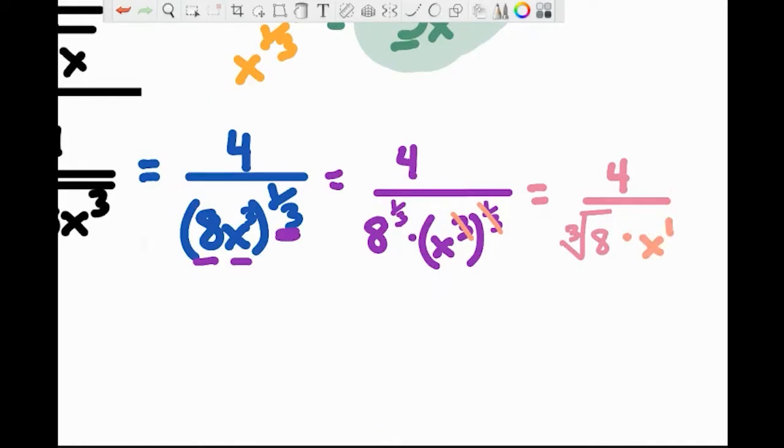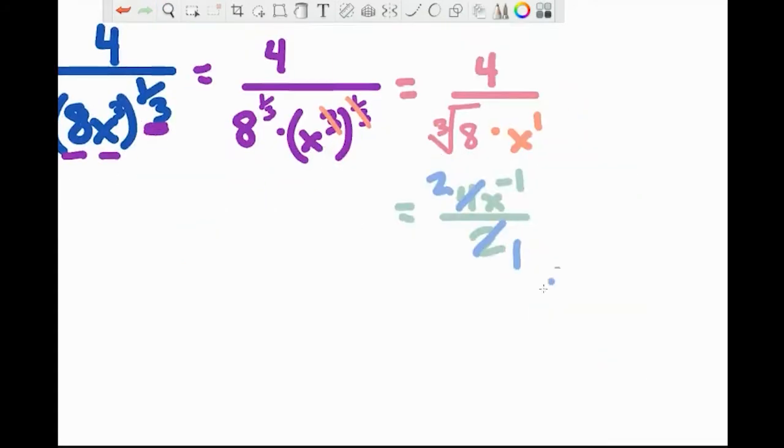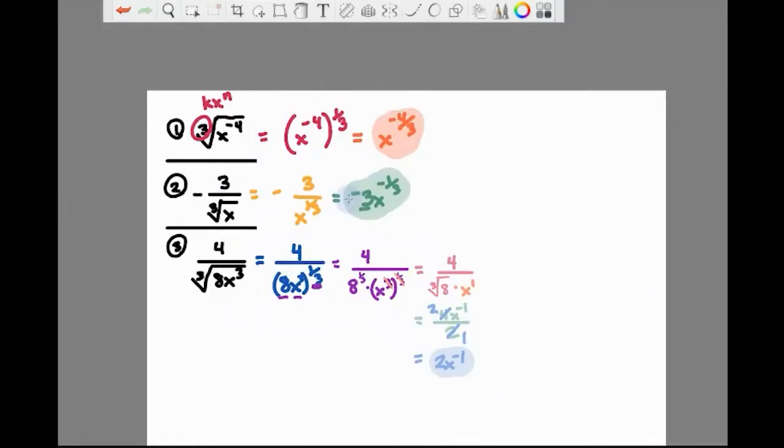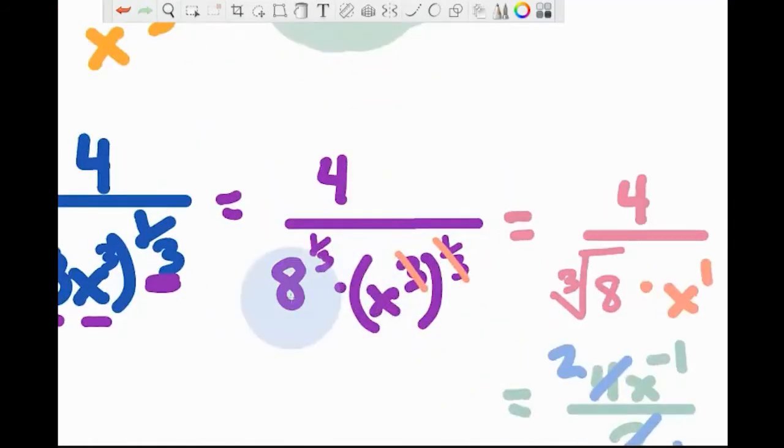You can't have any x's on the bottom though, because it has to be kx to the n. So I'm going to rewrite this to be x to the -1 here. And then the cube root of 8, as I said before, was 2. So this is going to cancel, divide the top and the bottom by 2, and your final answer should be 2x to the -1 power. It is important to understand that cube root of 8 there, just because it is a perfect cube. If you wanted to, you don't have to write it as a cube root again. You could just go, oh, 8 to the 1/3 power, that's 2.